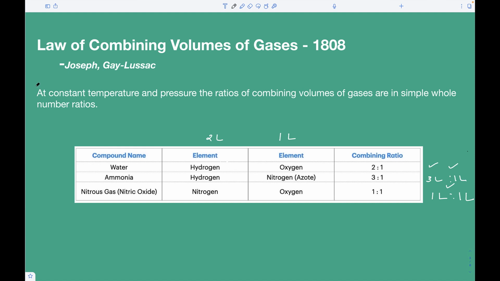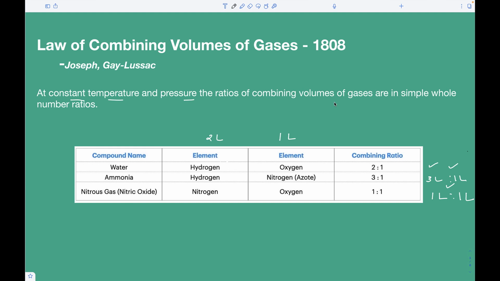And here is the statement of law of combining volumes. It says at constant temperature and pressure, the ratios of combining volumes of gases are in simple whole number ratios. And if there are any gaseous products in that reaction, then the volumes of those gaseous products are also in simple whole number ratios with these combining volumes.